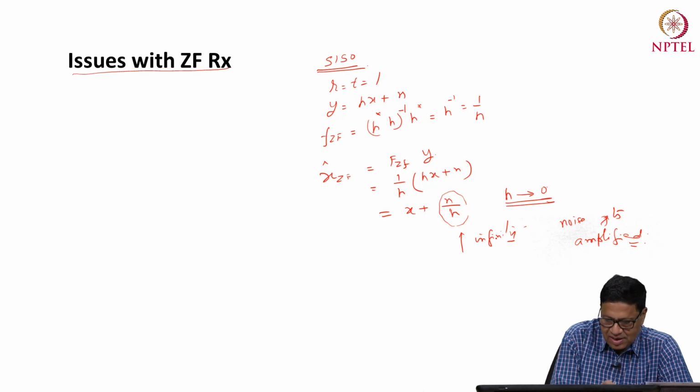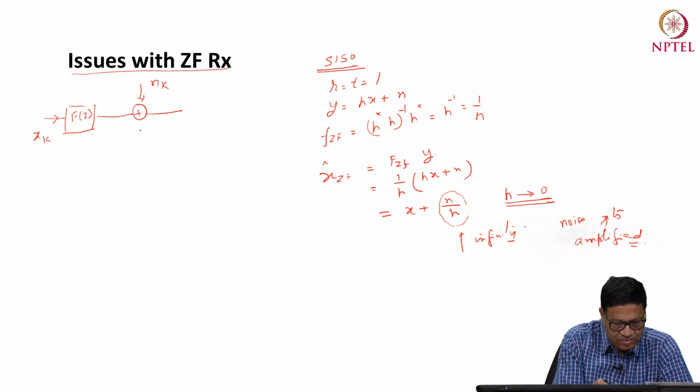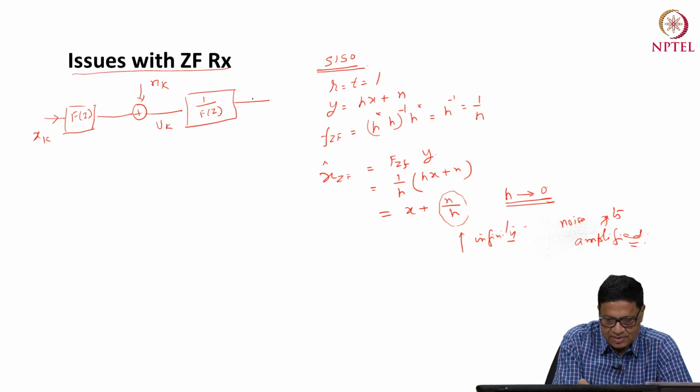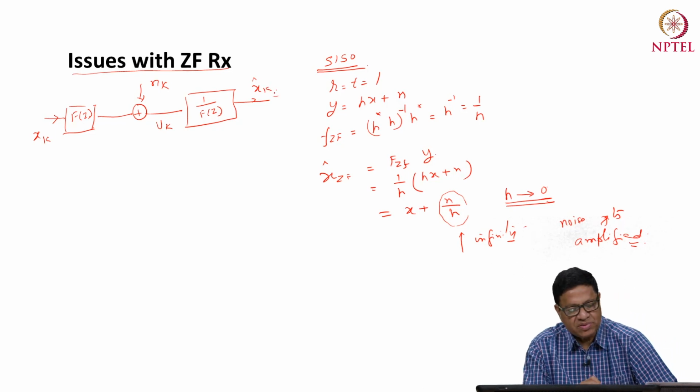For example, as I had mentioned, this is my xk, say, input, and then this is the channel matrix, say, fz, and the noise is getting added here, and what I get is uk. On the other hand, I have the inverse of the channel matrix fz, and I get x estimate k. So this is our system diagram using a zero forcing receiver.